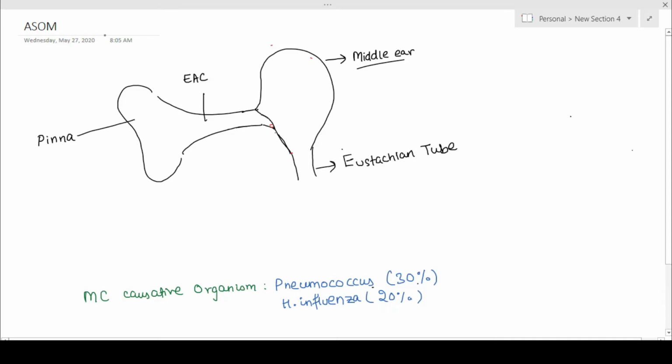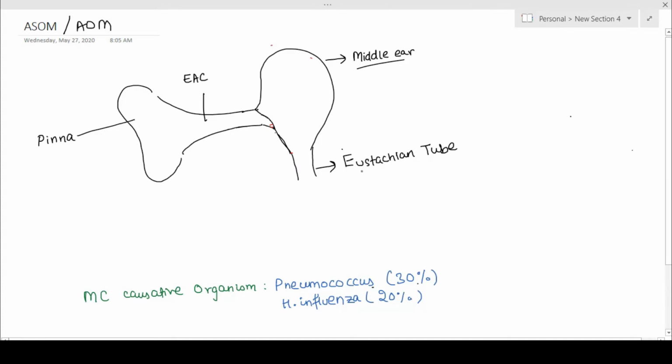So today we'll be talking about ASOM, acute suppurative otitis media. It is also known as AOM, that is acute otitis media. It is an acute inflammation of the middle ear by pathogenic organisms and is usually seen in infants and children, also lower socio-economic group.